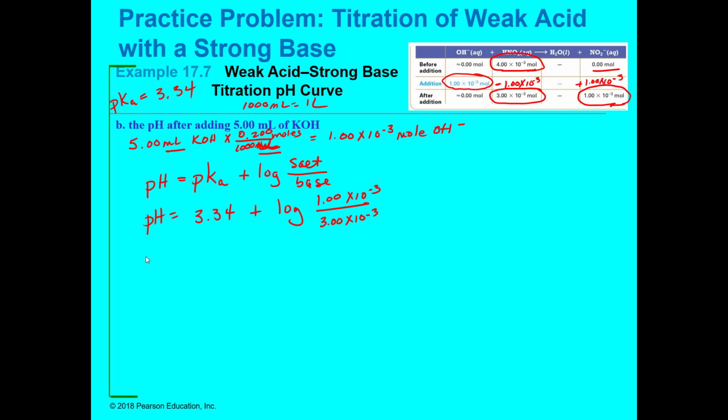And so the pH is going to be equal to 3.34 plus a negative 0.48. If the number on the top is smaller, it's going to be a negative number, just so you know. All right, and so I'm going to take that away, and I'm going to get 2.86. So that's what my pH is after I add 5 milliliters, or 1 times 10 to the minus 3 moles of hydroxide during my titration.